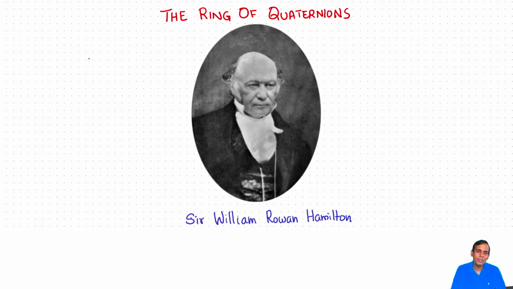What Hamilton was trying to do was find a way to multiply triples of real numbers. So he would try to write a triple of real numbers as a plus bi plus cj, and then try to see if he could find a rule for multiplying them that would result in a ring. Hamilton was not able to do that. But one day he suddenly realized that if, instead of triples, you take quadruples of real numbers, then you can find a ring. So let's see how Hamilton did this.